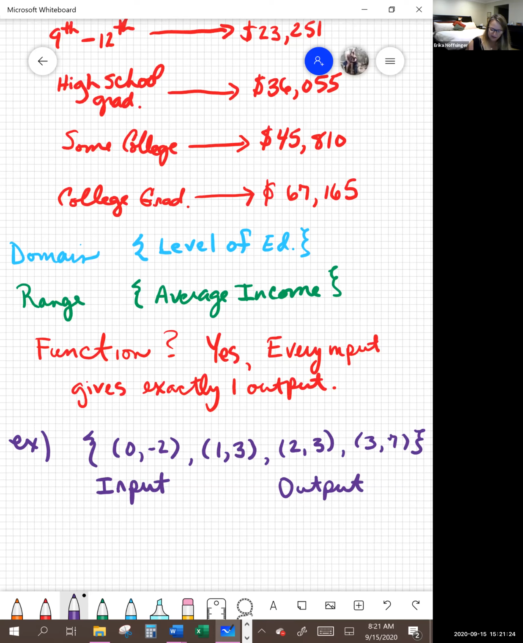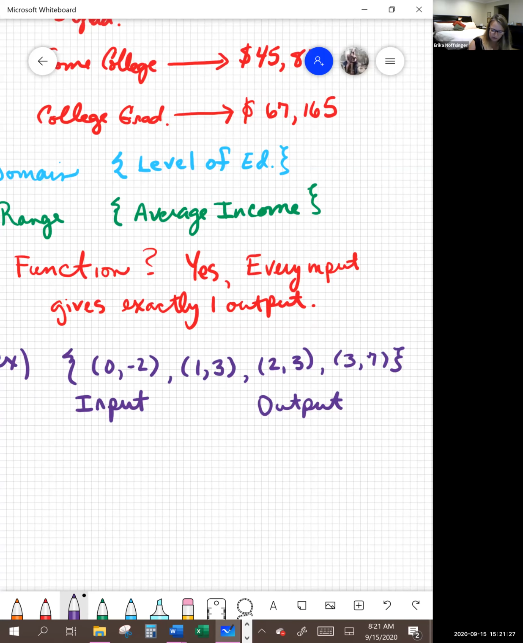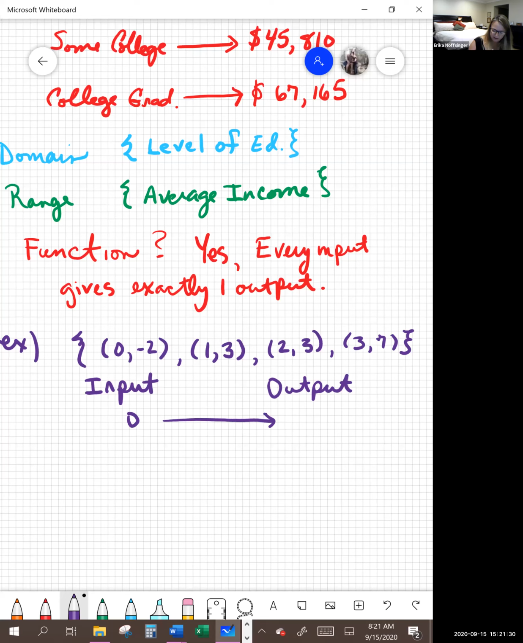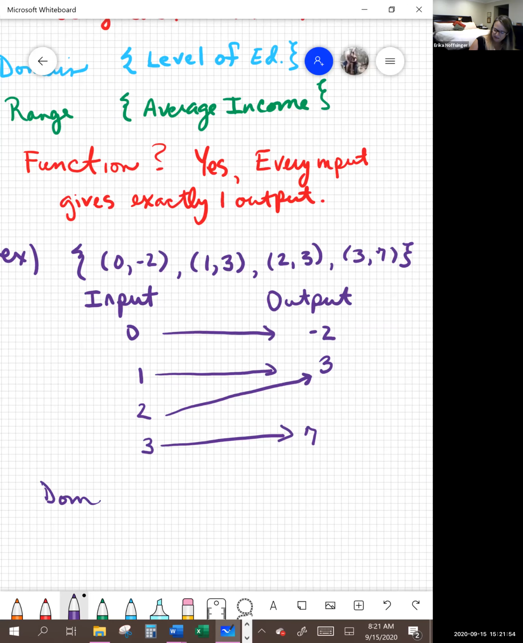Let's just kind of map it. So to each point, like 0, this is mapping to the y value of -2. If I put in 1, this maps to the y value of 3. If I put in 2, this also maps to 3. And then 3 would go to 7. So our domain is our input, so 0, 1, 2, and 3. And our range, which is our output, would be -2, 3, and 7.